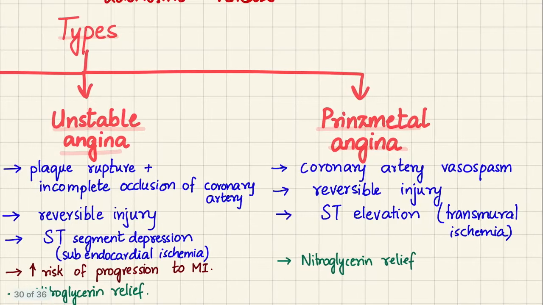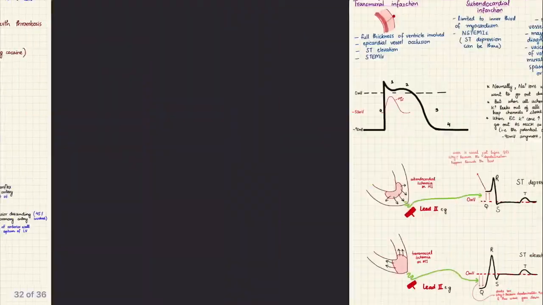and in vasospasm, in Prinzmetal angina, we had transmural ischemia because the whole of the artery undergoes vasospasm, right? And the whole of the blood supply is cut off, and thus the whole wall undergoes ischemia.